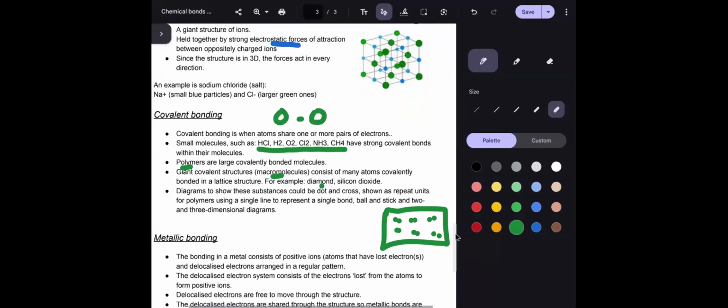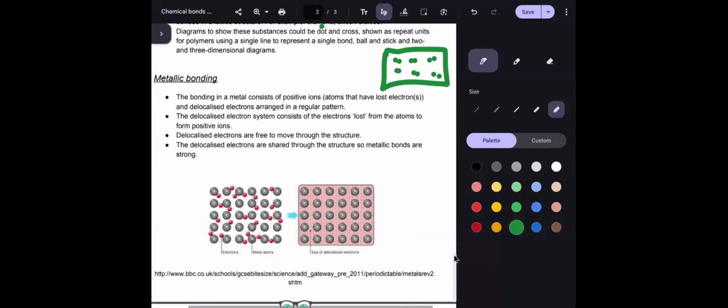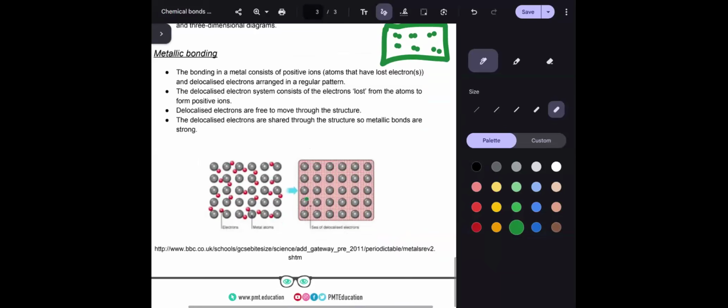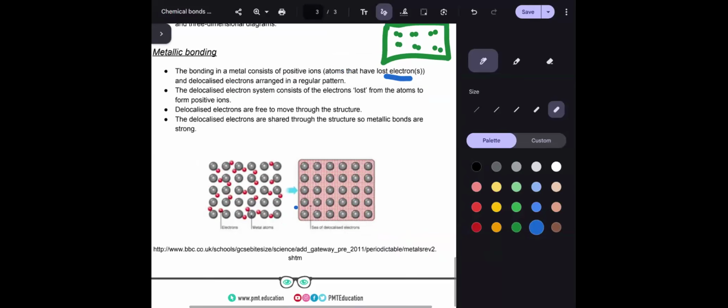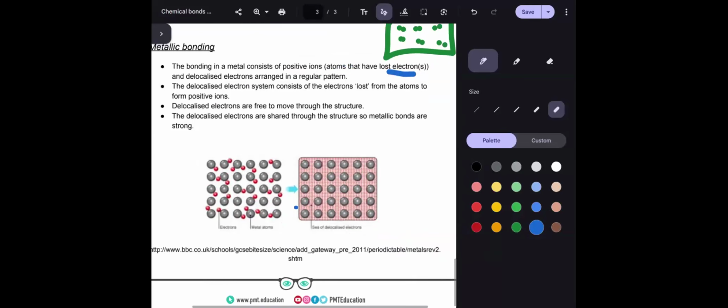Let's go down to metallic bonding. The bonding of metals consists of positive ions, and positive ions, remember, are atoms that have lost electrons, right? And delocalized electrons arranged in a regular shape. Now I'm going to zoom into the bottom here. So this is metallic bonding.